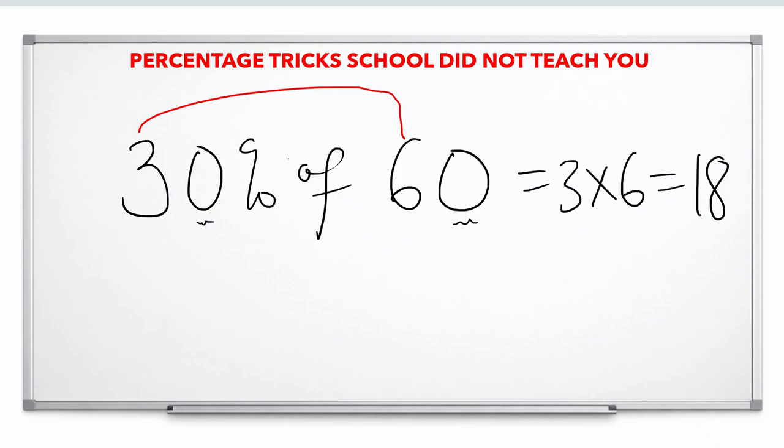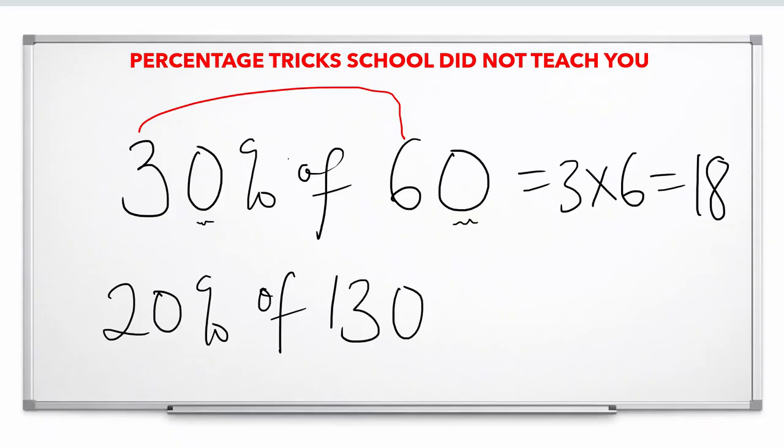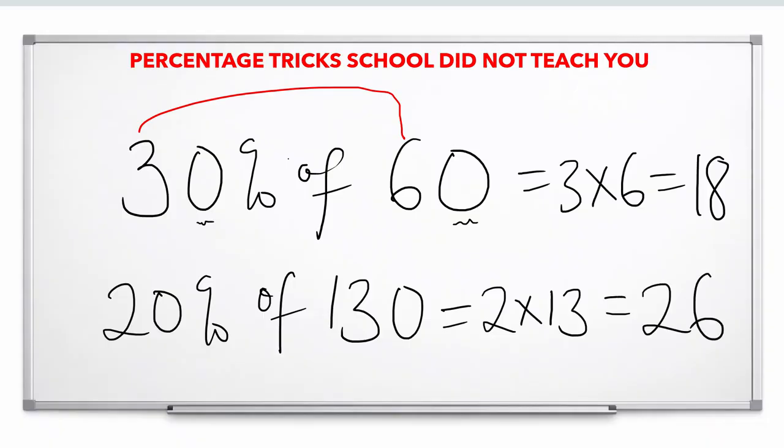Now, another example under this: if you have 20% of 130, you can see that these are both ending with zeros. So using the same method here, we have 2 multiplied by 13, and this gives 26. So this trick number 1 can be applied whenever you're having values ending with zeros like this. Now, trick number 2.